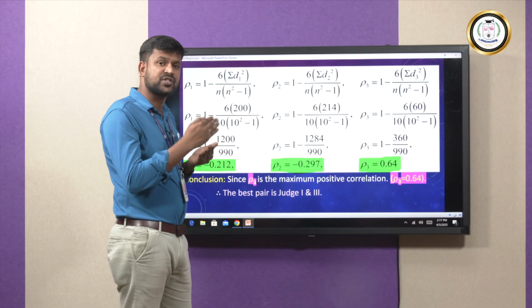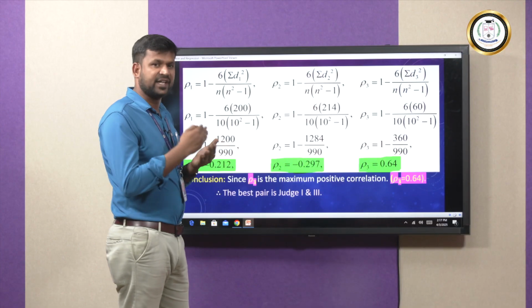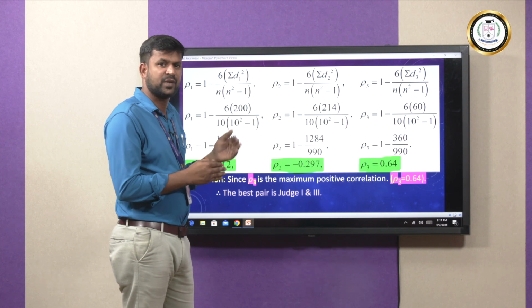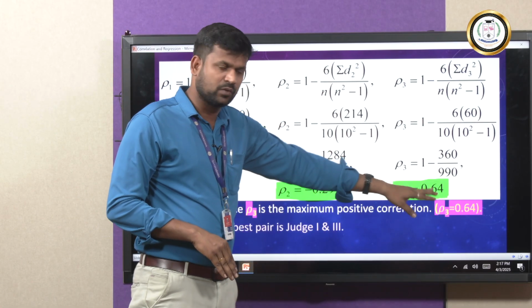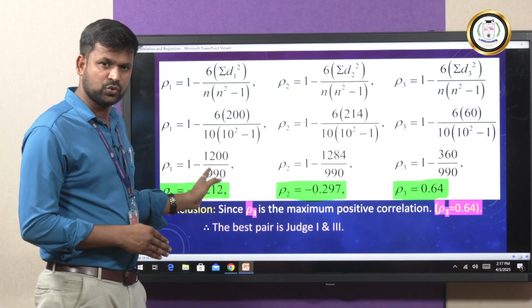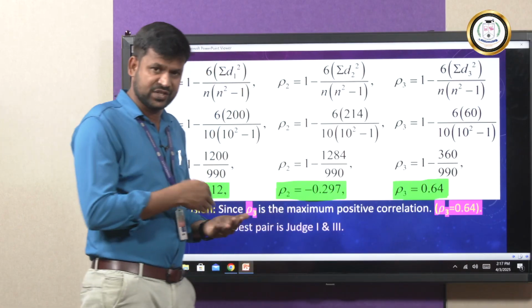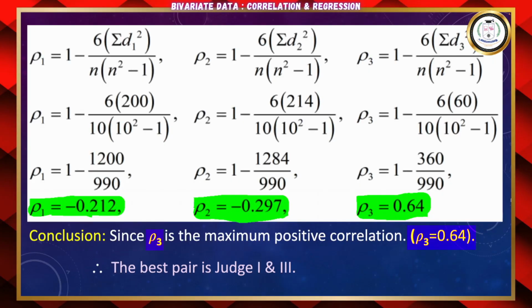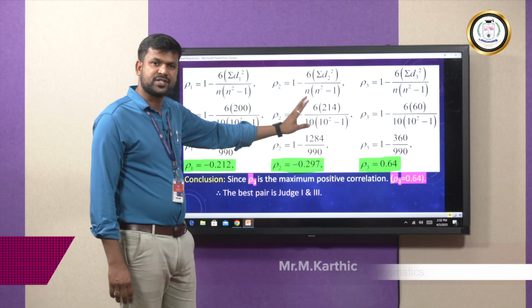Which value is closer to plus 1? If all the values are positive, which is highest? Based on that only we are going to consider that particular result as the best one compared with the previous ones. So here rho 3 having 0.64 is better than the previous two, rho 1 and rho 2. So rho 3 is calculated based on judge 1 and judge 3, right? So the result will be that judges 1 and 3 are the best pair ranking the beauty contest. Okay, so this is the value for the 3 judges problem.